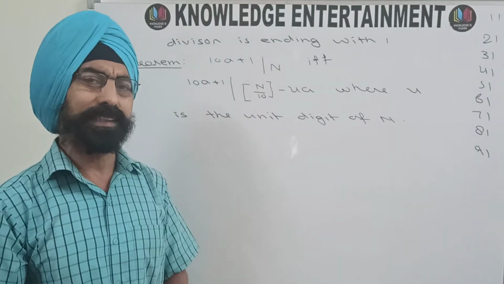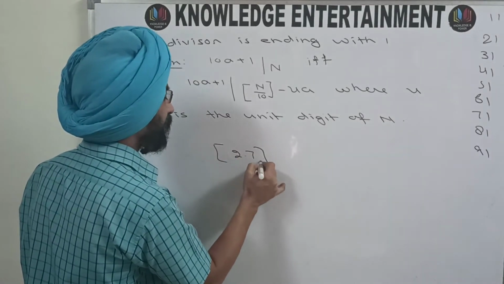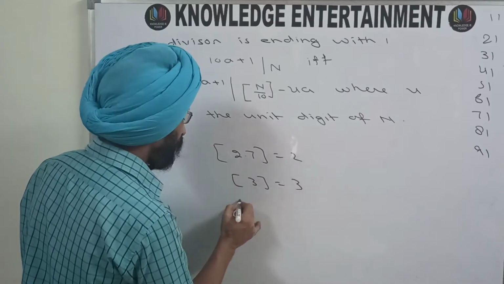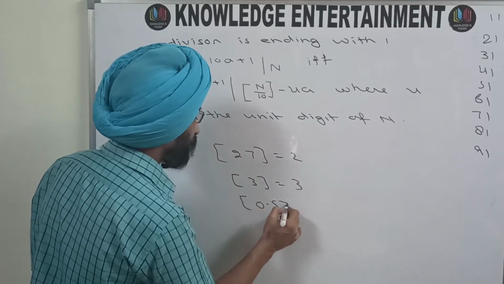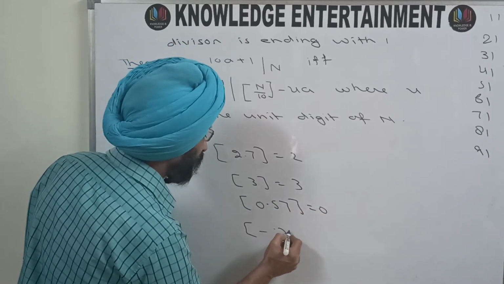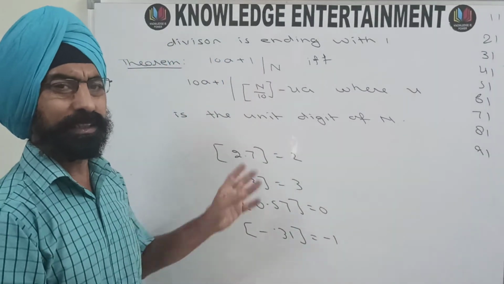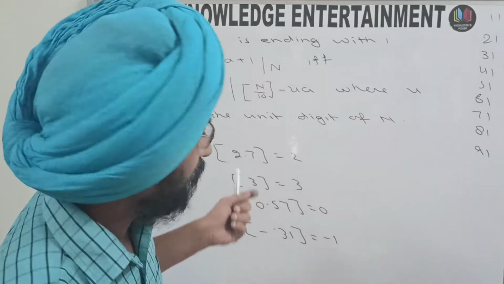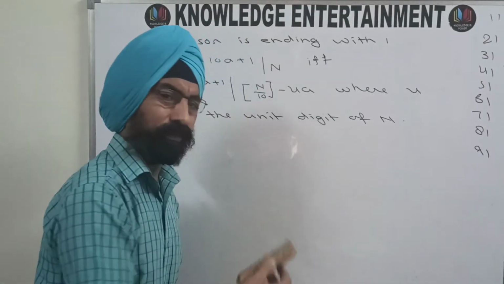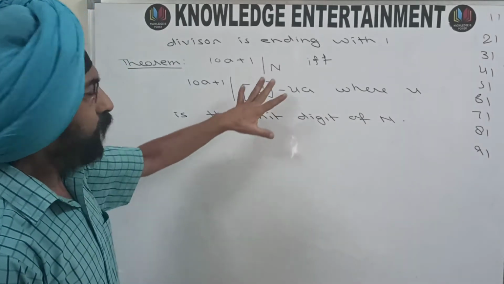You know what is the greatest integer function? For example, if you are having 2.7, then greatest integer is 2. If you are having 3, then greatest integer is 3. If you are having 0.57, then greatest integer is 0. If you are having minus 0.31, then greatest integer function is minus 1, and so on. I'm not going to explain it in detail because it is a concept which you have understood at the very basic levels. So here is the theorem.